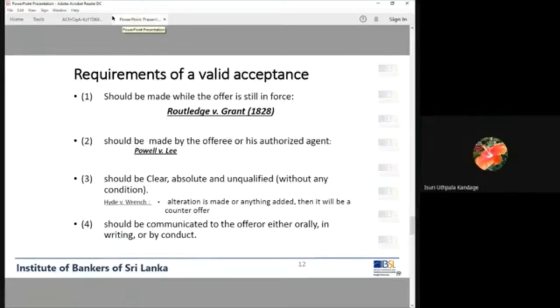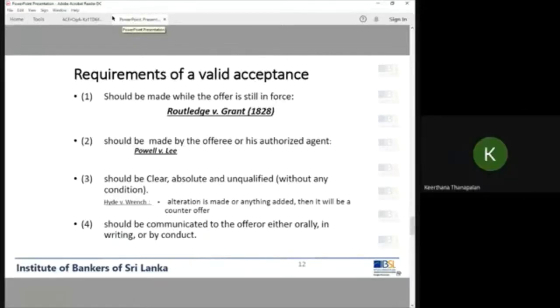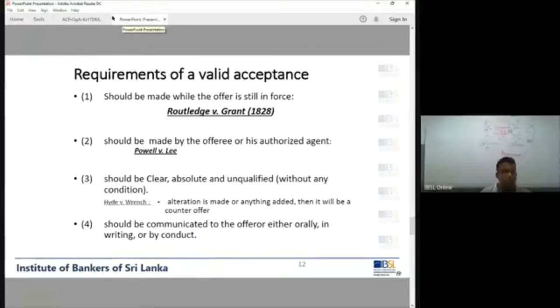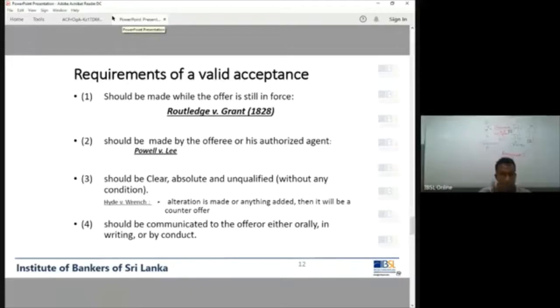Yes, sir. Thank you. Any other questions? Excuse me, sir. If the offeree accepts the offer in writing the last day, and the offeror receives the acceptance after 1 day, so 2 days, is that valid? Good question, that we are going to discuss in our next slide. Okay, sir. Any other questions from this slide?